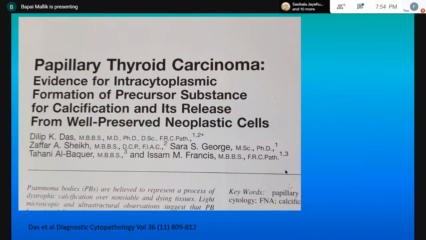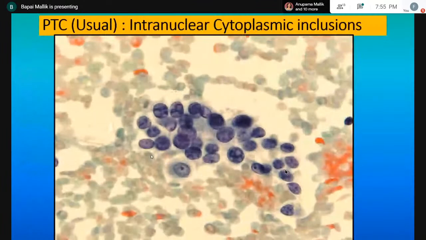And if you want to get a lowdown on psammoma bodies and how they are formed, this is an excellent article which was penned by Professor Dilip Das. It was published way back, I think in 2006 or 7. I've given you the reference over here. So he really worked on this particular aspect to show how psammoma bodies are formed in papillary thyroid carcinoma. So it's an excellent article if you'd like to take a look at it.